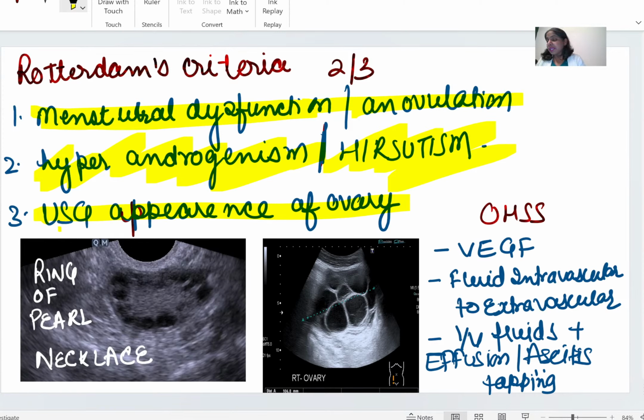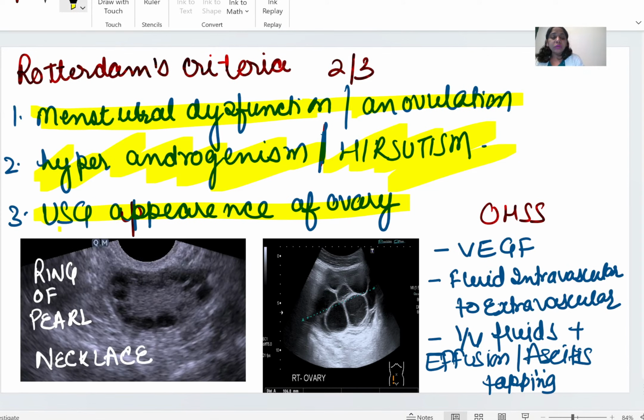Rotterdam says that out of these 3, 2 should be present. So the examiner always confuses you by saying that the ultrasound appearance is normal. Even if the ultrasound appearance is normal, you are going to label it as PCOS if menstrual dysfunction and hirsutism are present.